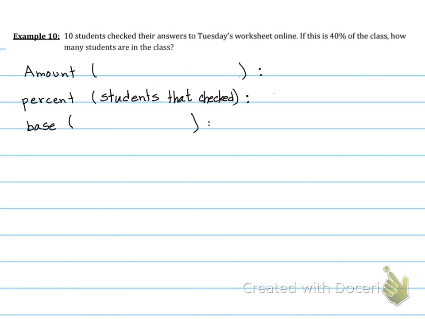So if you just wrote percent and then in parentheses you wrote checked, I don't care, it doesn't have to be a long sentence. But if you wrote percent and then in parentheses you wrote students, that's not specific, right? That doesn't distinguish the students that represent the 40% from all of the students in the class, because everybody's a student. So it's not that you have to write a lot of words, you just have to write specific words. And that means that the amount also represents the students that checked.